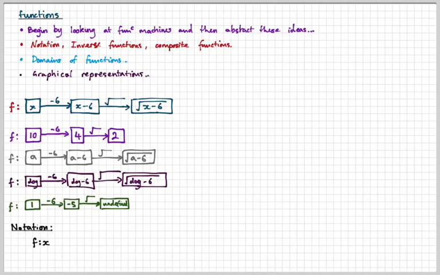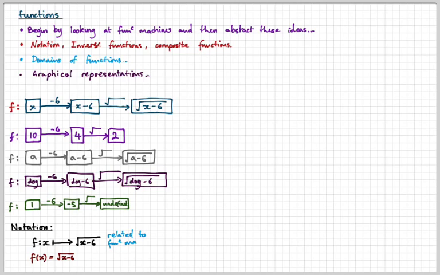Okay, so let's look at some notation now. If we were to write this in IGCSE, you might say that f: x goes to the square root of x minus 6. This is very similar to the function machine notation. You might use this notation though, f of x is equal to the square root of x minus 6. These two things mean the same.